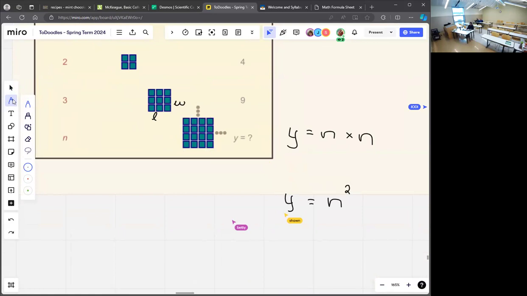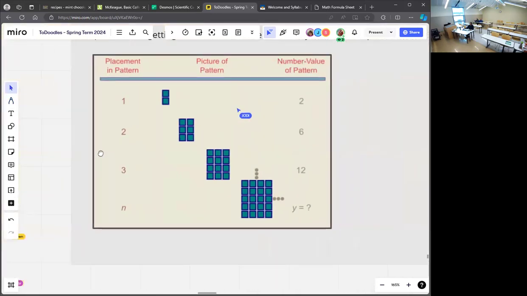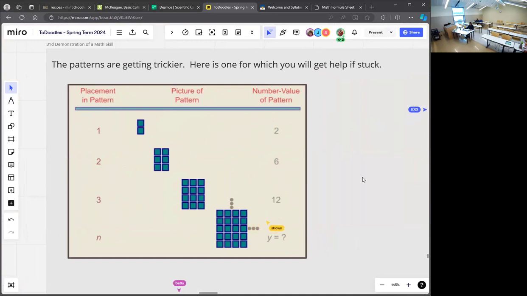I don't care if you write it fancy or not, this is a perfectly good way to write it. It's close enough. It's not even close, it's correct. Okay, think about length times width again.